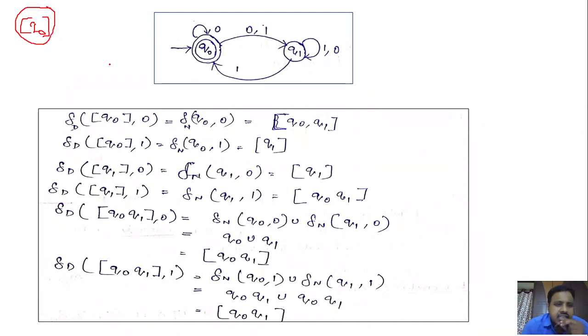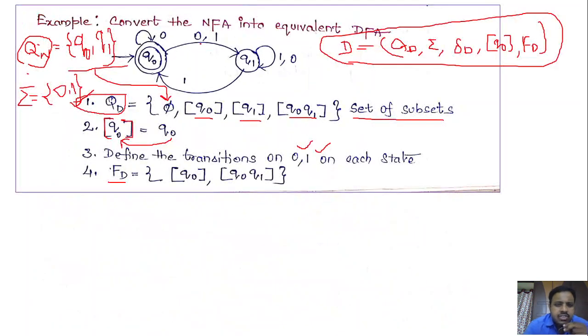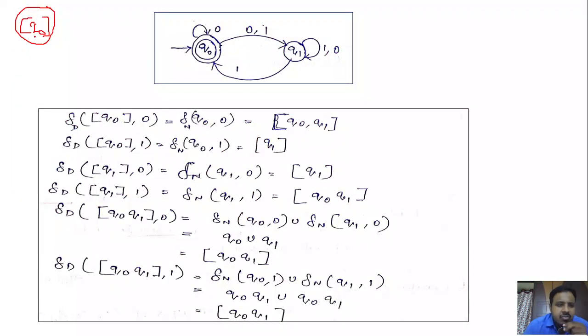From this starting state, we need to specify the transition. What are the input symbols in the given diagram? 0 and 1. So we need to specify the transition from Q0 in the DFA on 0, and the transition on 1. So let us move on. Delta D of Q0 comma 0: we are finding the transition from Q0 on 0 in the DFA.